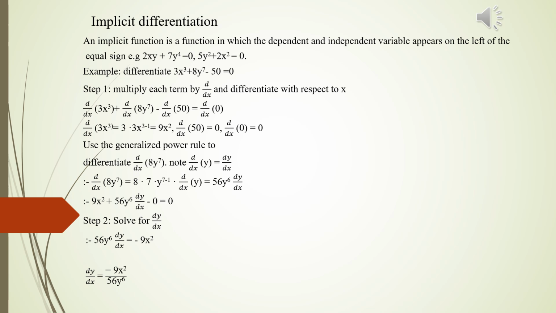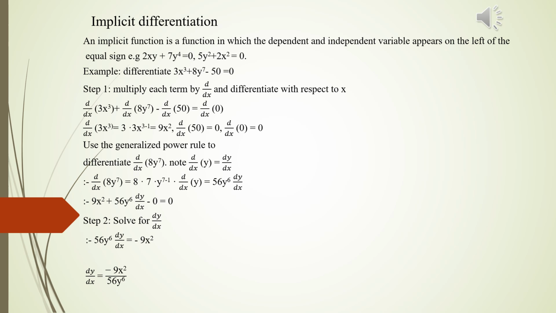So to differentiate 8y raised to power 7, we are going to make use of the generalized power rule. We have d dx open bracket 8y raised to power 7 close bracket equals 8 multiplied by 7 multiplied by y raised to power 7 minus 1 d dx y. That is, we are to differentiate the function itself, which is y. So when we multiply that, we have 56y raised to power 6 dy dx. Don't forget d dx of y is the same thing as dy dx, and that is the reason why we have 56y raised to power 6 dy dx.